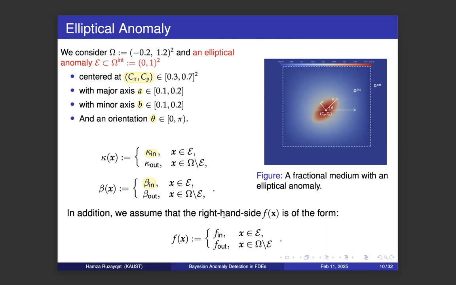We also assume that the right-hand side f of x is like this. So inside the anomaly is a constant, and outside the anomaly is another constant.